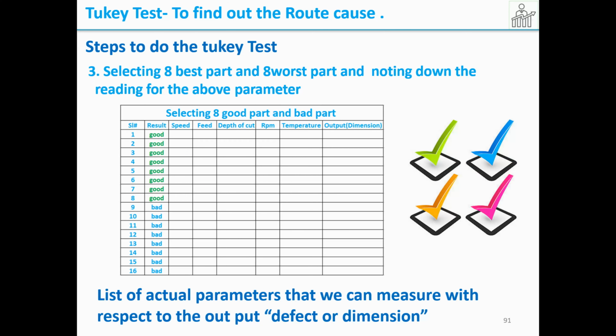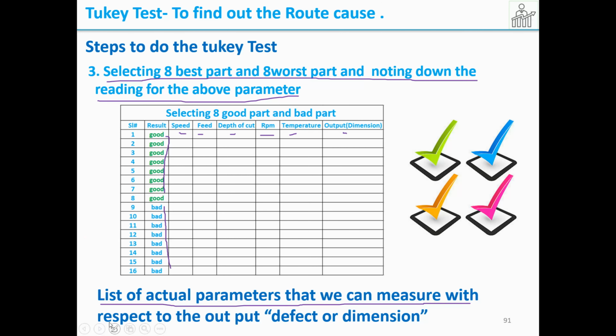Now step 3 is selecting 8 best parts and 8 worst parts and noting down the reading for the above parameter. So we have selected 8 good parts and 8 bad parts. For each part, we'll note down the actual reading of all the 4 parameters as well as the output as a dimension. So it's very clear.